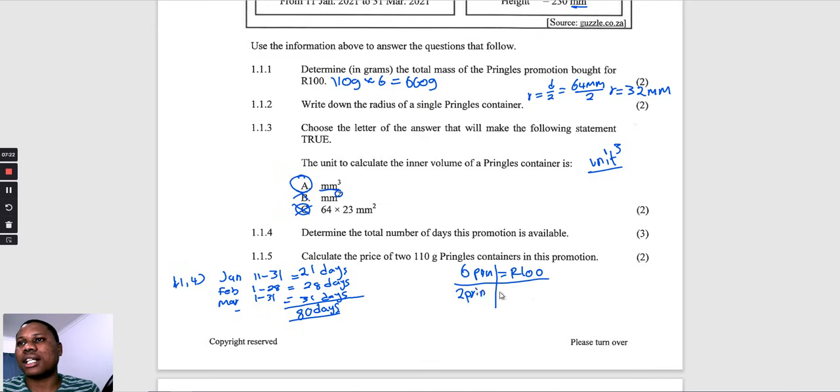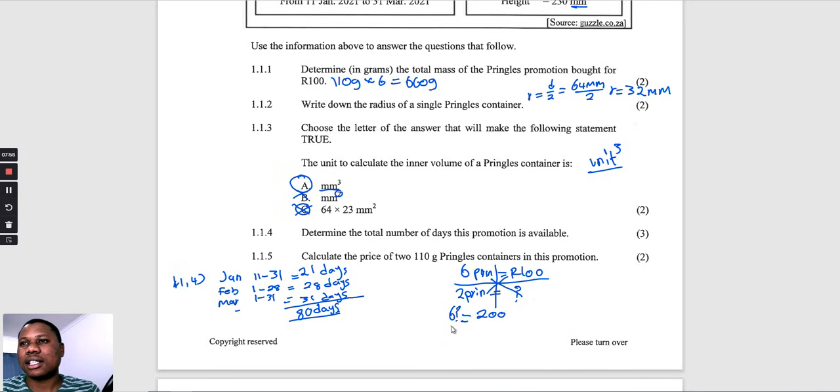So we use the cross multiplication. So this is going to be our question mark. Then we're going to have 6 multiplied by the question mark, and we're going to have 100 multiplied by 2. Okay, so we're going to have question mark multiplied by 6, that is 6. 100 multiplied by 2, that is 200.